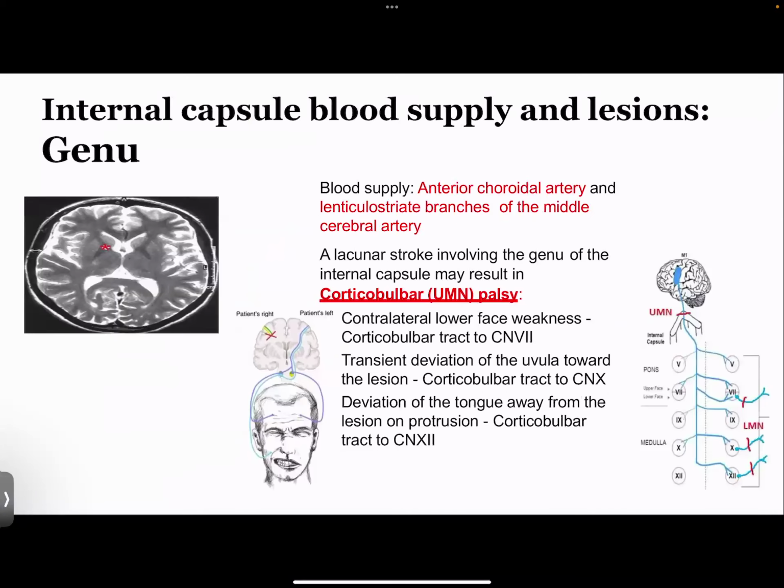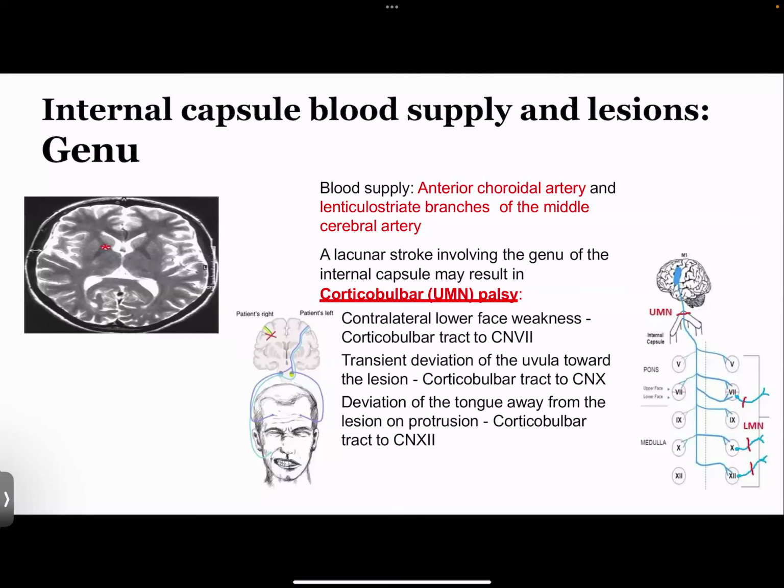Now let's go to the important thing, which is basically the strokes. These are questions that are 100% going to come. They love internal capsule strokes, or infarcts. But guys, keep these in mind. Memorize them, specifically the blood supply, to know where in the internal capsule we have the attack.